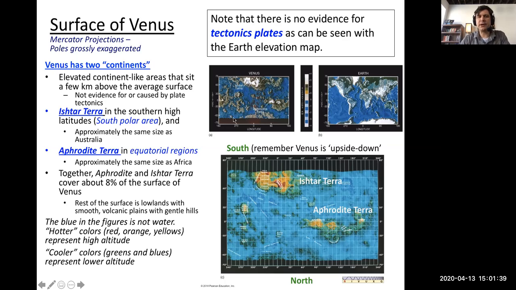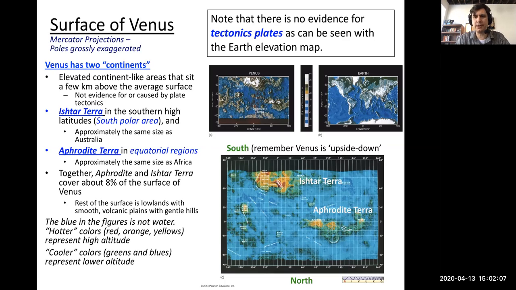And then you can do a comparison to Earth and Venus up here, just other Mercator projections, and you can even see the plate boundaries on some of this with Earth. You don't see any of that evidence on Venus, but you do have these two highland areas. Here on the South Pole, remember, this south is up because Venus is upside down here. You have the Ishtar Terra. Land size-wise, it's about the same size as Australia.